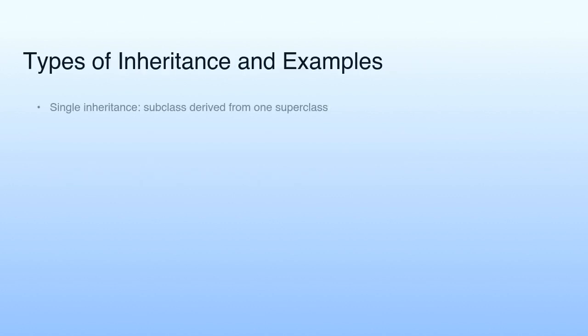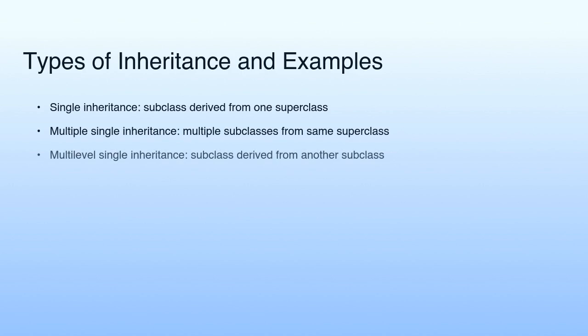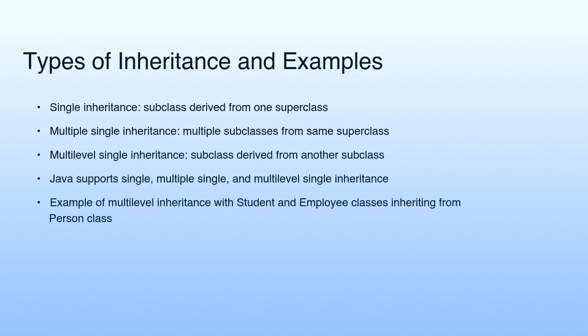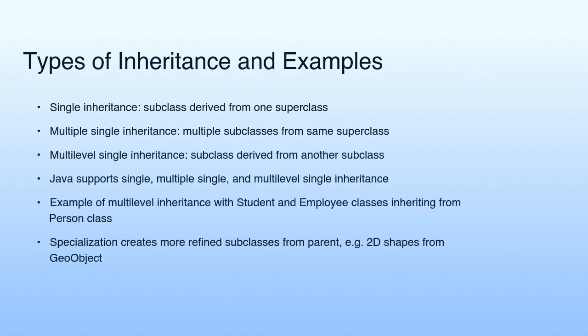Java supports various types of inheritance, including single inheritance where a subclass derives from one superclass, multiple single inheritance with multiple subclasses from the same superclass, and multi-level single inheritance where a subclass inherits from another subclass.